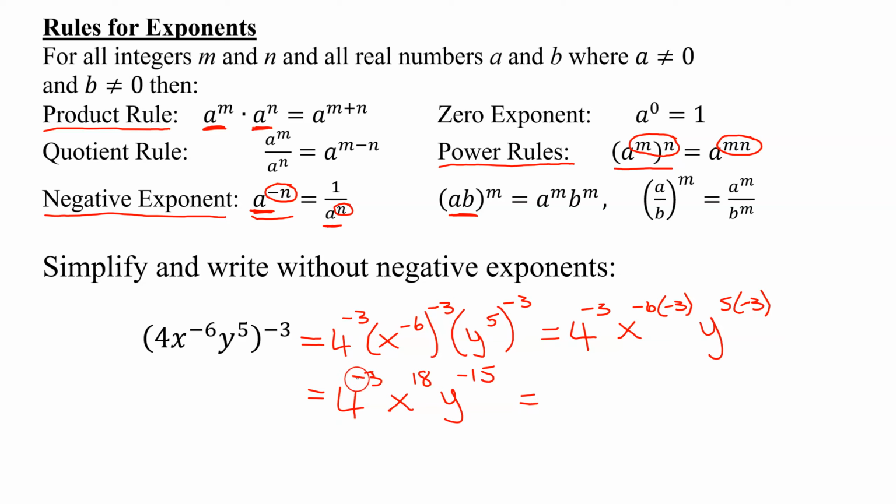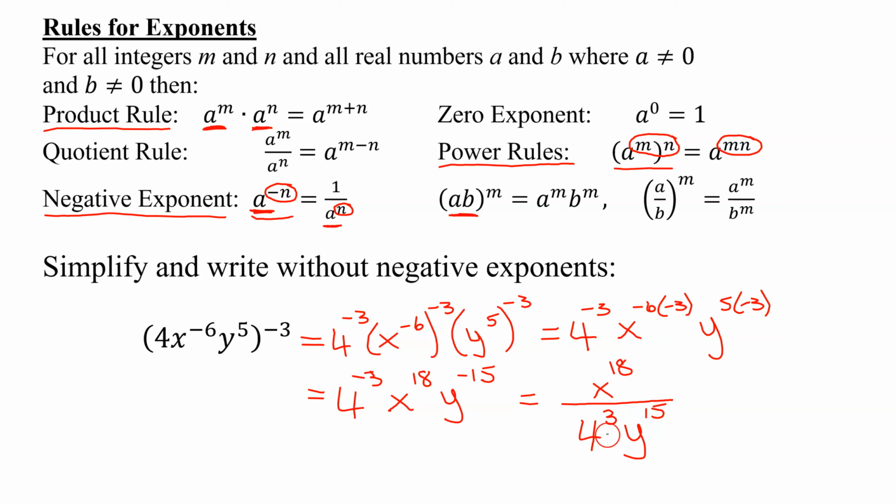So 4 raised to the negative 3rd power in the numerator is going to become 4 raised to the positive 3rd power in the denominator. Notice the base stayed the same. I just changed the sign on the exponent. X to the 18 has a positive exponent, so I'm leaving it in the numerator. And then finally, y to the negative 15. Negative exponent in the numerator becomes y to the positive 15 in the denominator.